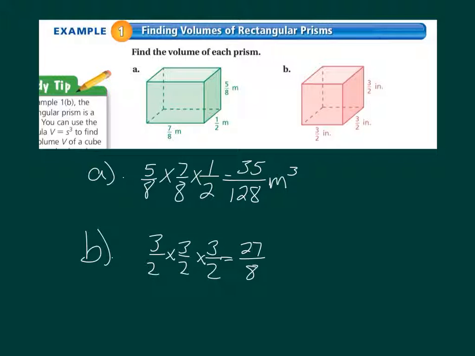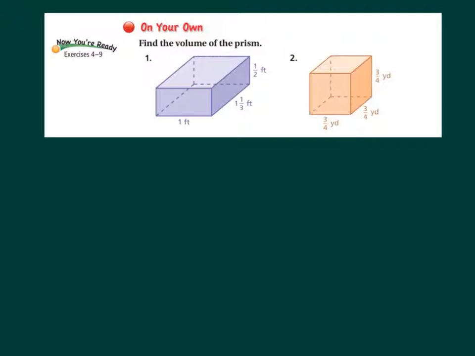Just for those of you that want to, though, if I wanted to do this, I would take 27 divided by 8. It goes in 3 times. That gives me 24. So I can say 3 and 3/8 inches cubed. Okay, so you can write it that way. Again, you don't have to. You can leave it 27 over 8 inches cubed. Either way is fine.